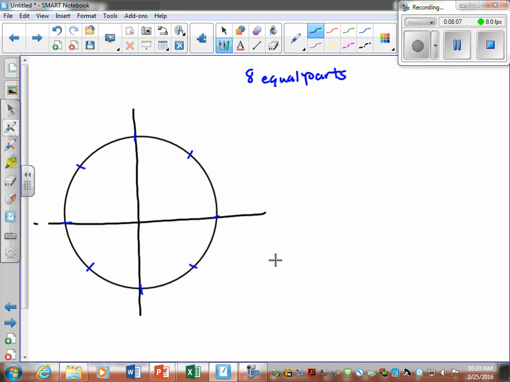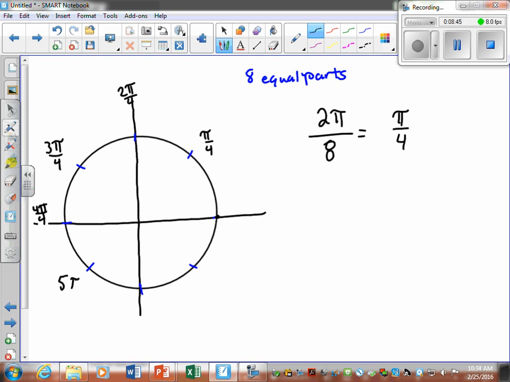So if I have 360 of them, or now we're going to talk about radians, which is 2 pi. If I want 2 pi into 8 equal parts, what do I need to do? Divide by 8, right? Which means each part is going to be exactly pi fourths. So watch this. If I start here and I go up one, that's 1 pi fourths, 2 pi fourths, 3 pi fourths, 4 pi fourths, 5 pi fourths. I'm going to finish it out.